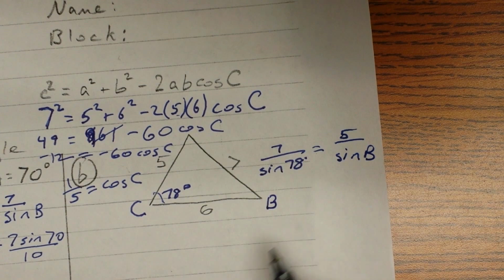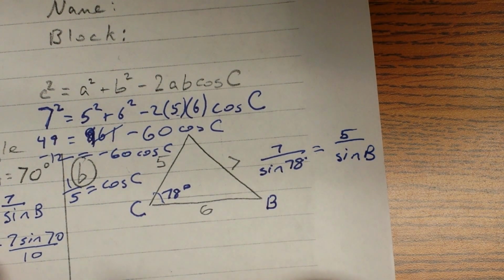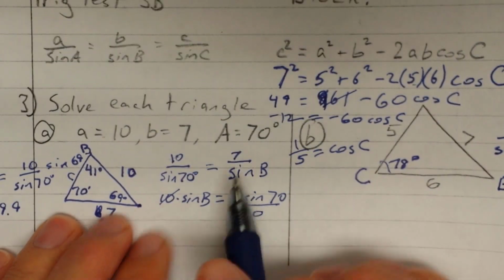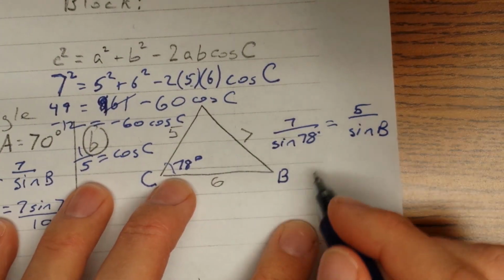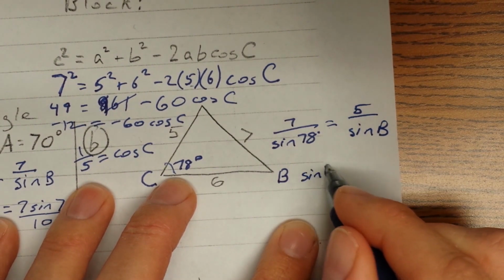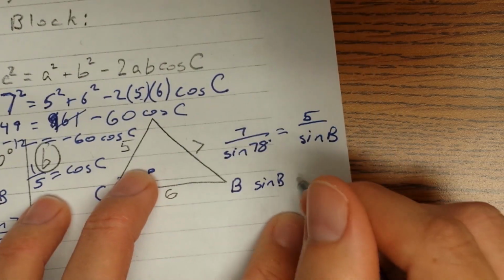And now I'm going to solve this as mentioned previously. So if you're confused about this part, go back and look at what we did right here. We're going to do the same process. So we're going to end up with sine of B equals the 5 times sine of 78 divided by the 7.